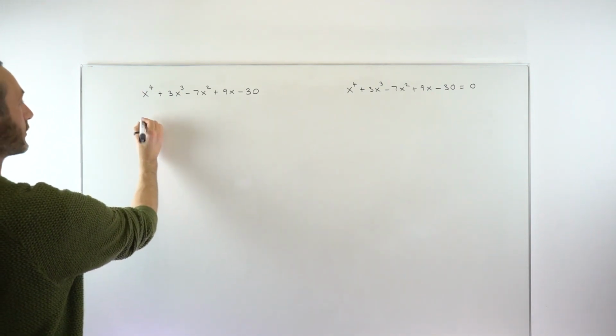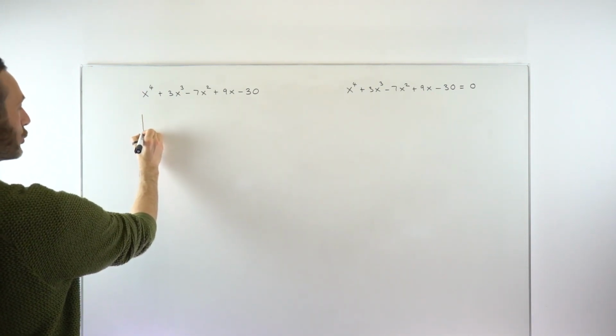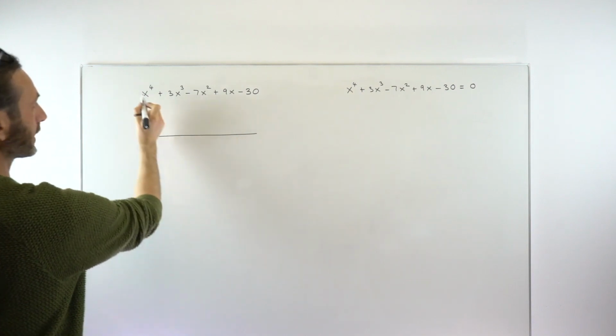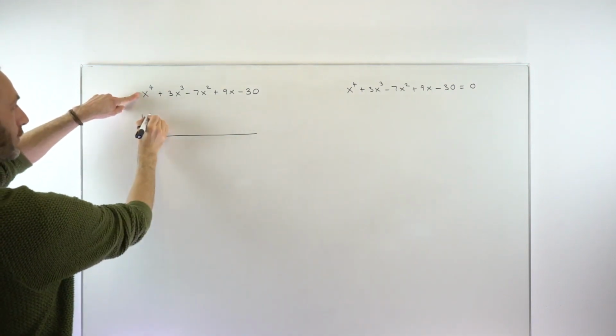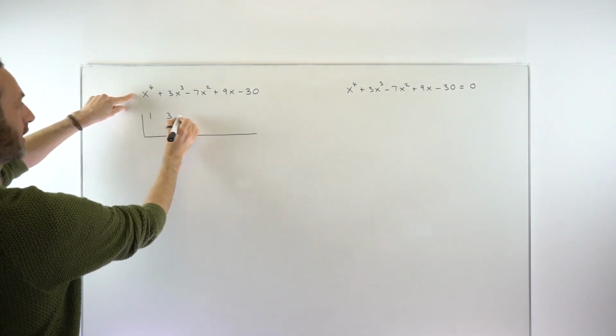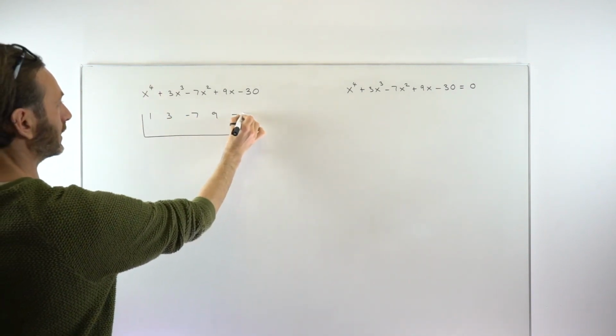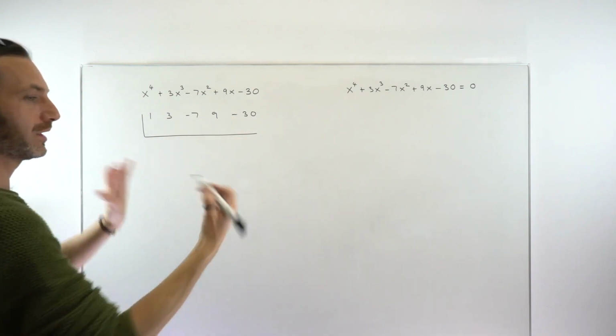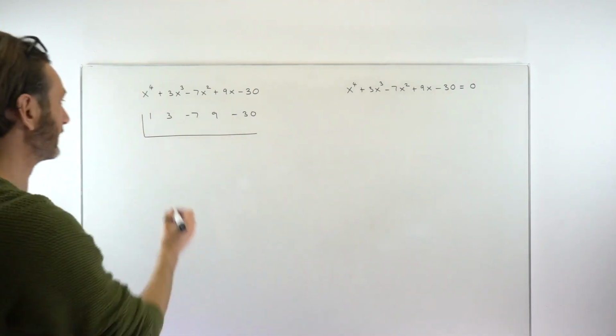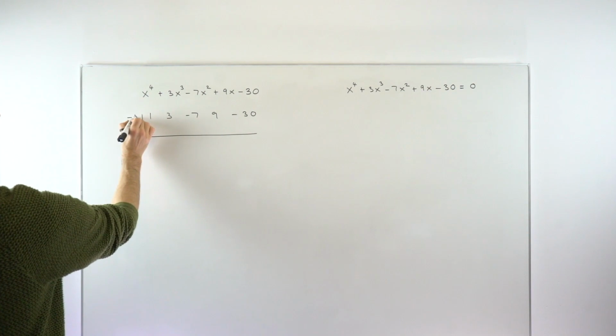So to show it's a factor, we're going to set up a synthetic division table. Just remember you're picking out the coefficients. So it's a 1 next to the x^4, so it's a 1. And then a 3, watch out for the negatives, a -7, and then a 9, and a -30. Because it's x + 5 that we're trying to show as a factor, we need a -5 outside our table.